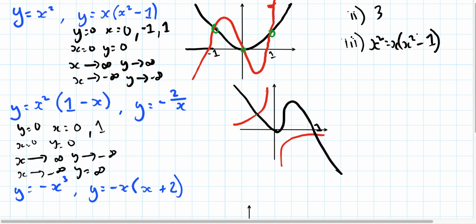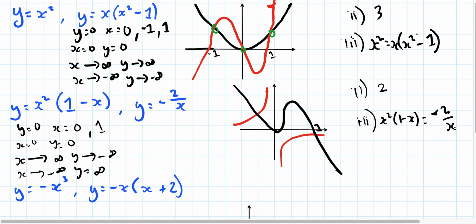So again, our points of intersection: 1, 2. So it has 2 points of intersection, not roots. And part 3, to find a suitable equation, I'm just again going to substitute: x squared times 1 minus x equals minus 2 over x.